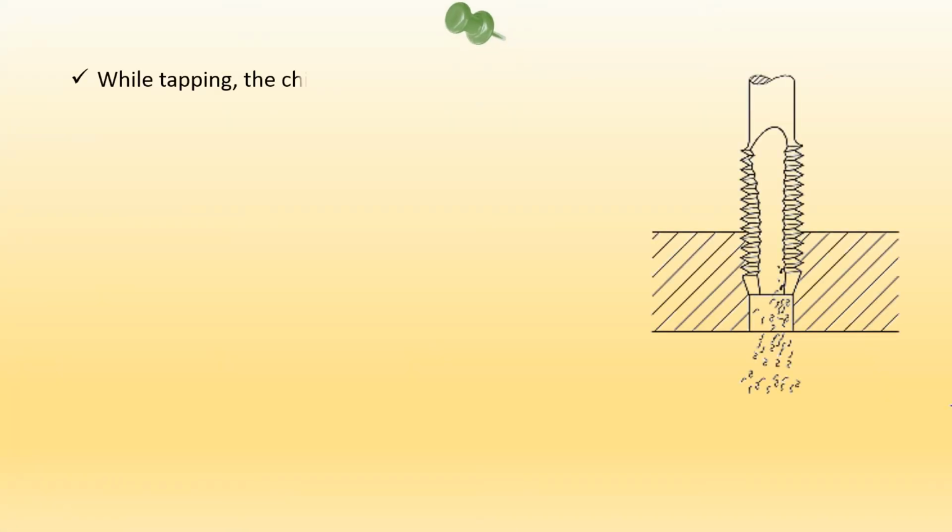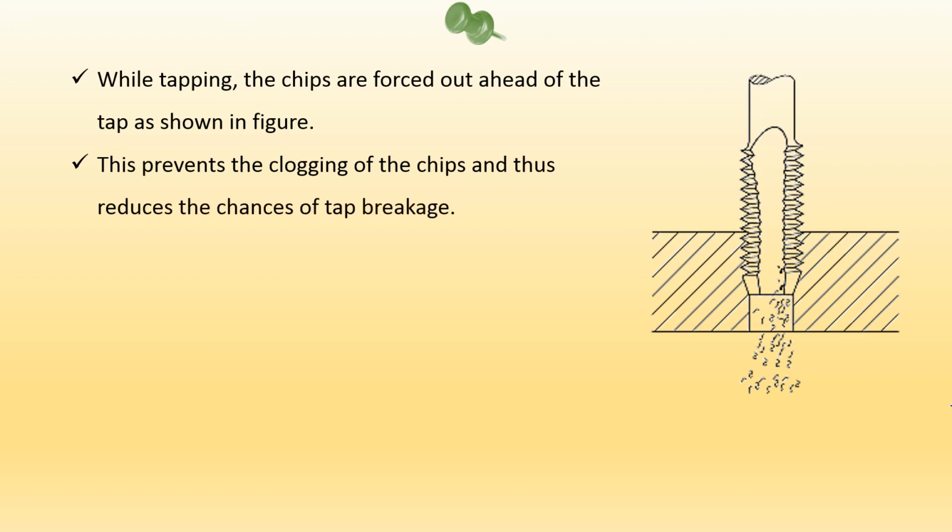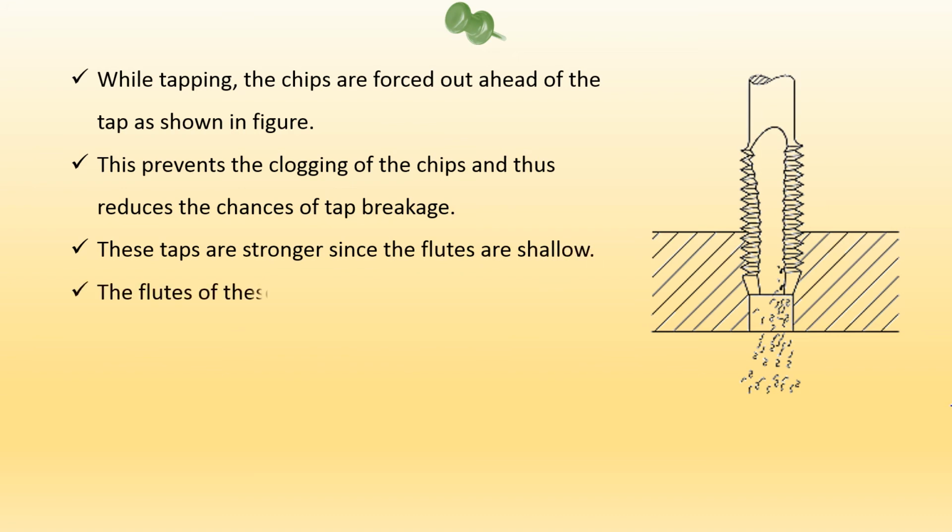While tapping, the chips are forced out ahead of the tap as shown in figure. This prevents the clogging of the chips and thus reduces the chances of tap breakage. These taps are stronger since the flutes are shallow. The flutes of these taps do not convey chips.